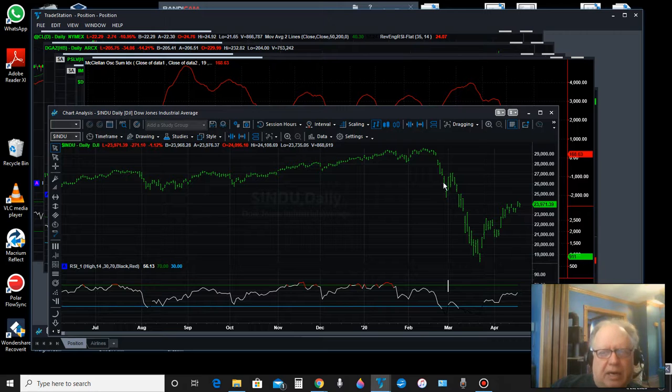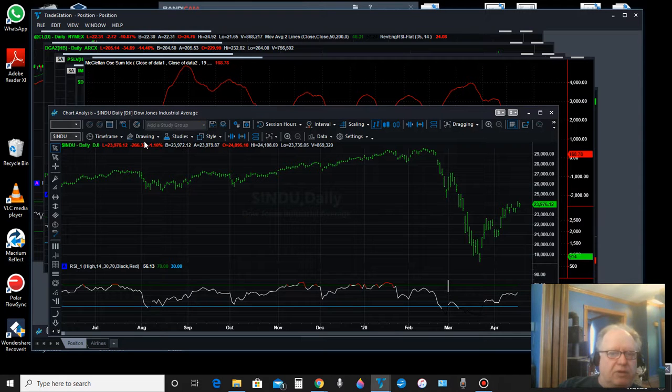You don't want to be buying like here's the Dow going down from the end of February all the way down to the middle of March. You don't want to be sitting on stocks when it does that. Jeez. It went from 29,000 down to 19,000. You don't want to be there then. And I was out.